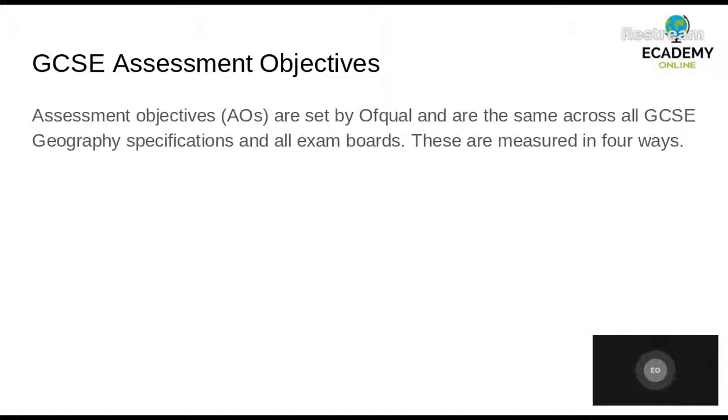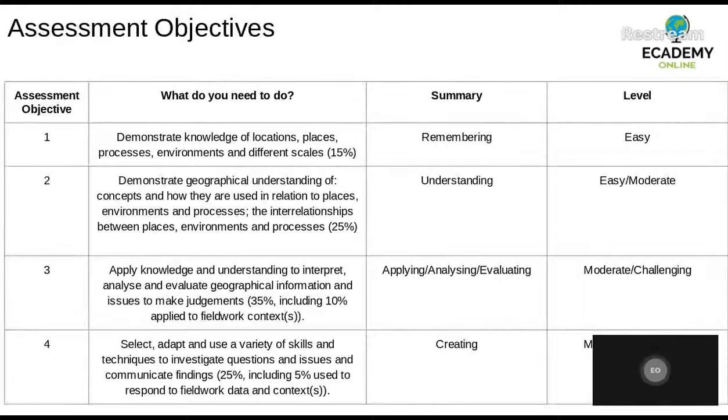Remember that all the assessment objectives are written by Ofqual, so they're across all GCSE specifications and all exam boards. They're the same, and they're measured in 4 key ways, outlined on this slide. In summary, assessment objective 1 is all about demonstrating that you can remember things. Assessment objective 2 is about how you understand things. Assessment objective 3 is about analysing, evaluating and applying your knowledge. And the fourth is more about creating, so taking some information and then coming to a judgment on it.